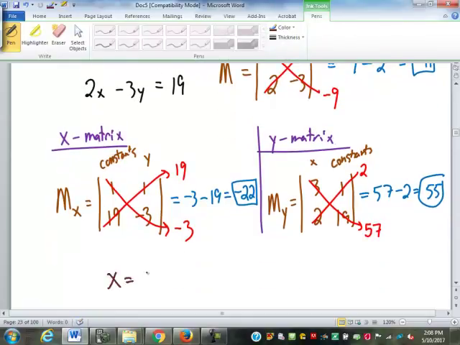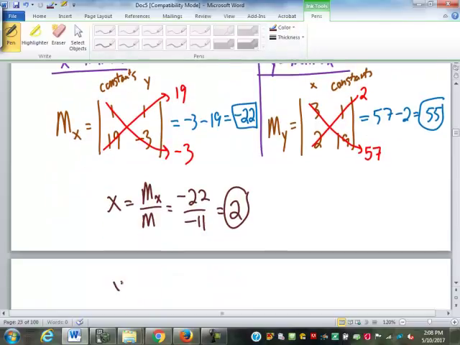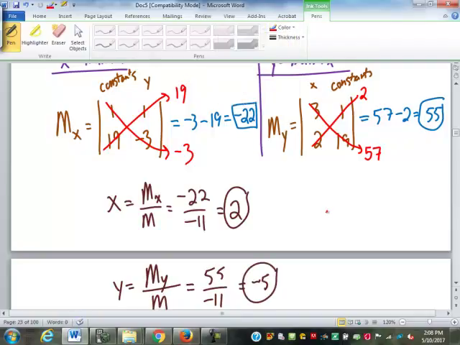And now we find the value of x and y. X was that determinant of the MX matrix divided by the determinant of the base matrix. So negative 22 divided by negative 11 gives us positive 2. And for y, it was the determinant of the y matrix divided by the determinant of the base matrix. So the y matrix was 55 and the base still negative 11. 55 divided by negative 11 gives us negative 5. Good. So the solution to this system is 2, negative 5.